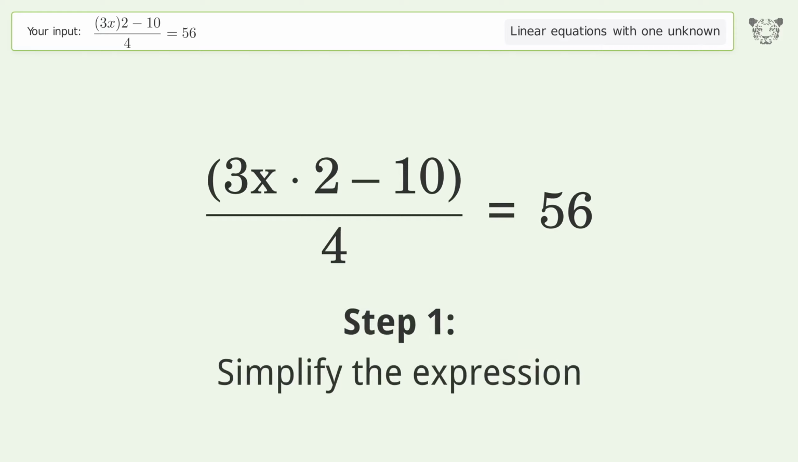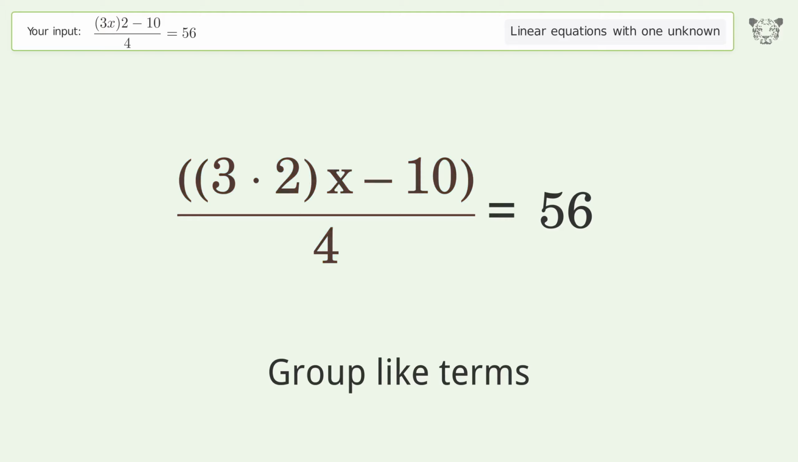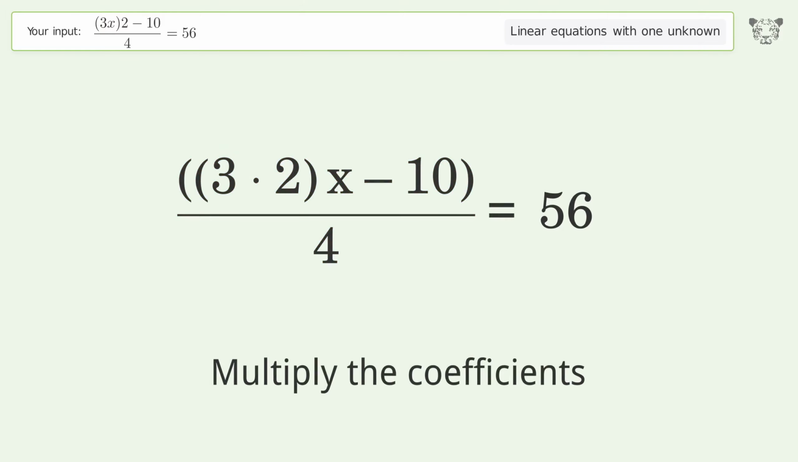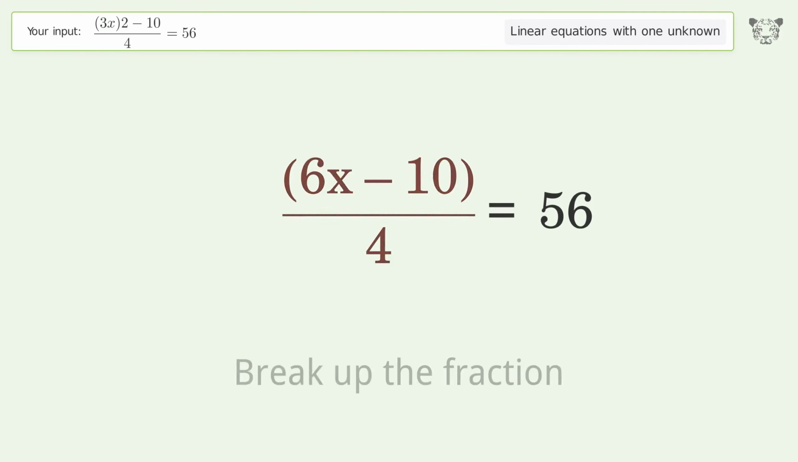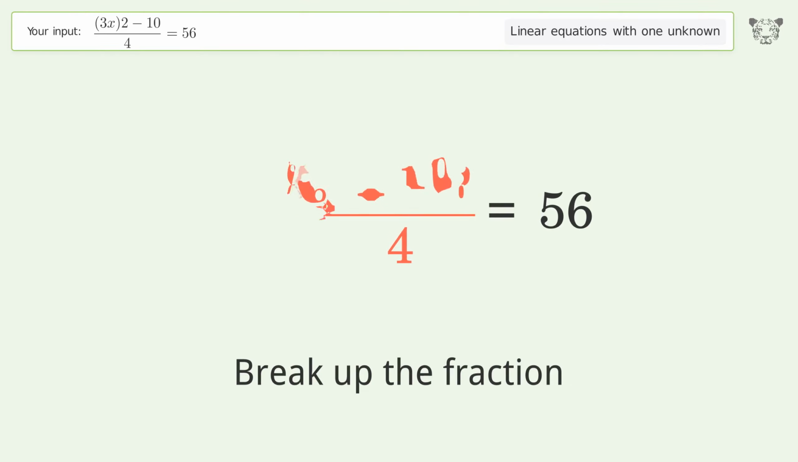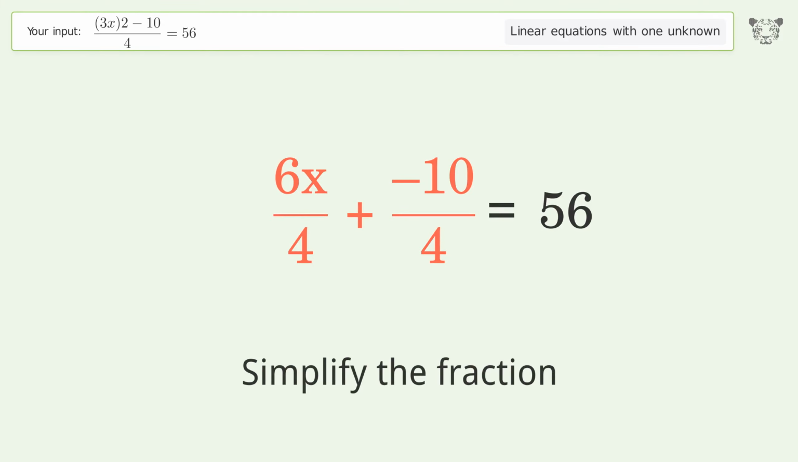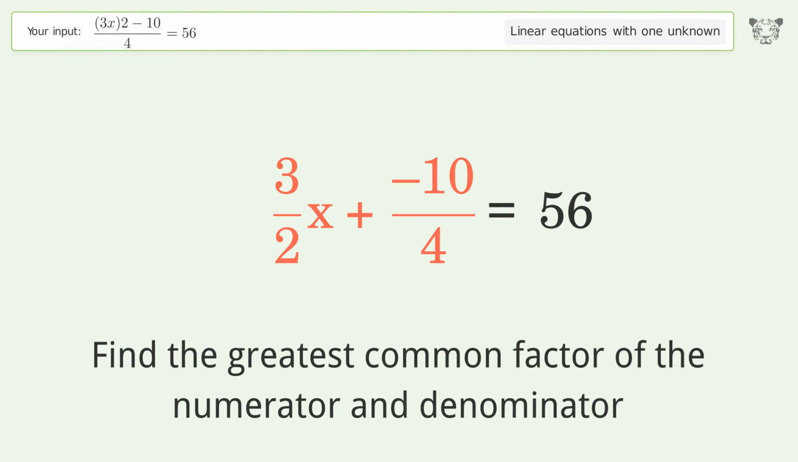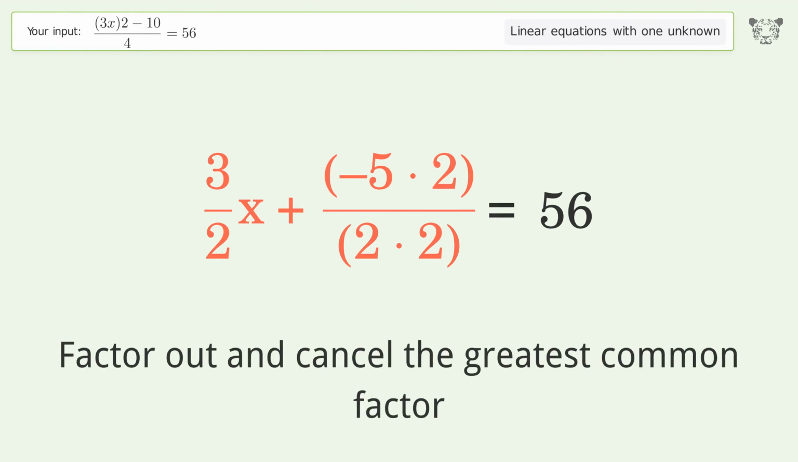Simplify the expression. Group like terms. Multiply the coefficients. Break up the fraction. Simplify the fraction. Find the greatest common factor of the numerator and denominator. Factor out and cancel the greatest common factor.